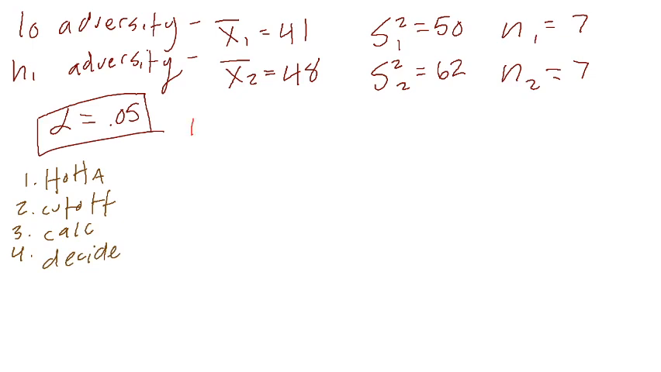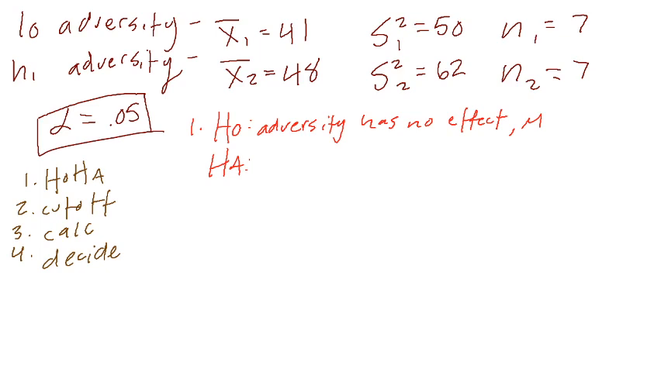Step 1 here will be to get these hypotheses in order. The null, as always with the null hypothesis, is just that there's no difference. So we'll say something like adversity has no effect. I'm abbreviating a bit here, but what we mean is no effect on well-being. In this case, we're saying the people that belong to a population of low adversity are going to be equal to the population of those that have faced high adversity. Let's go ahead and write out our alternative too.